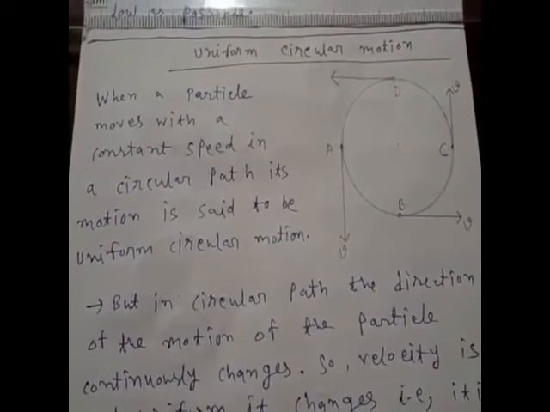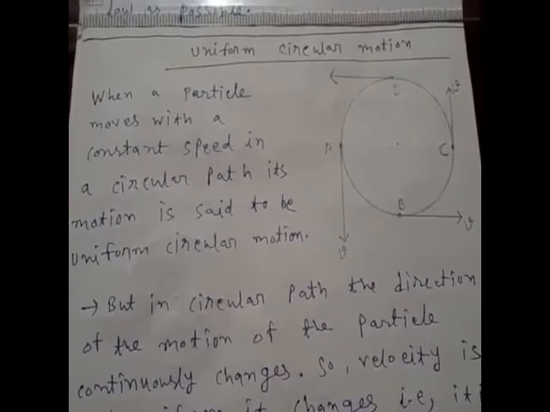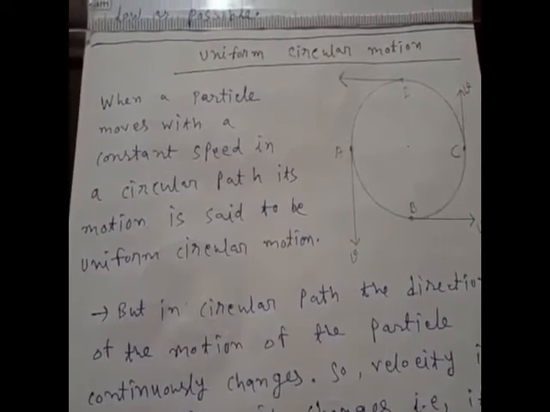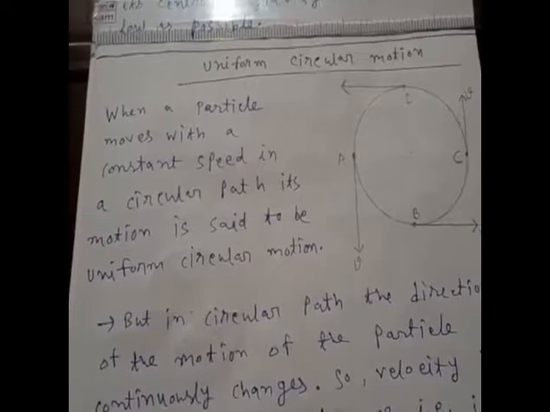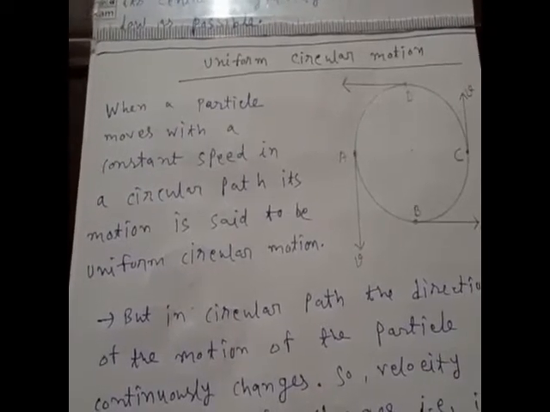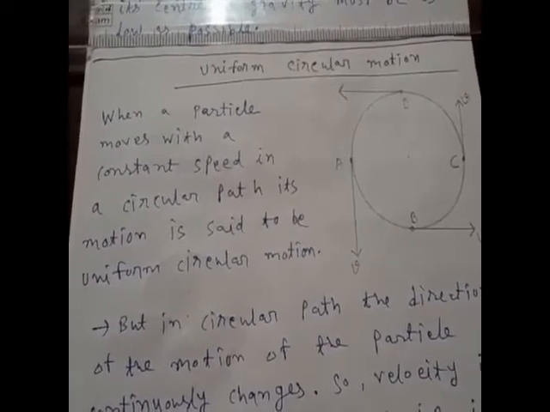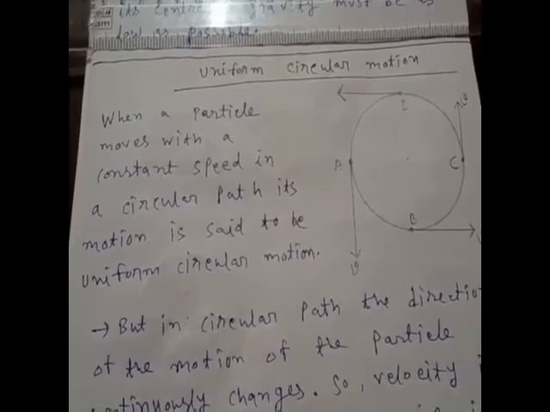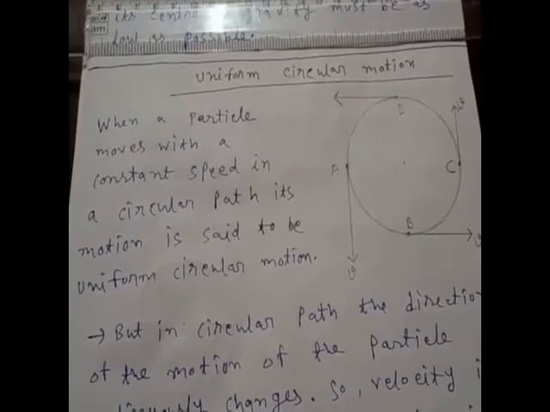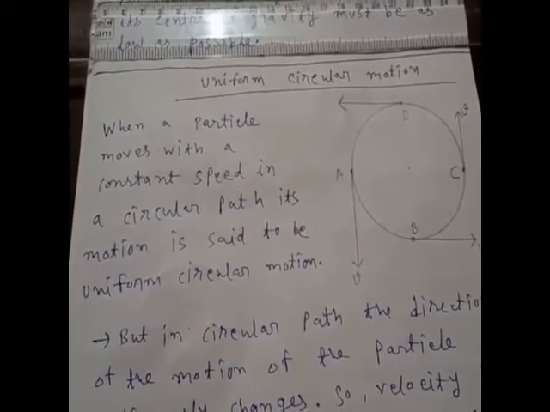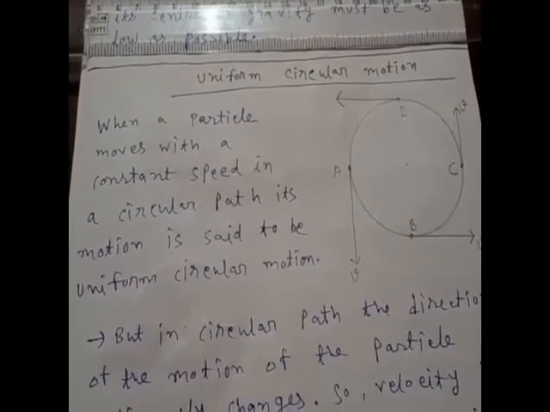Student of class 10. Today we are going to discuss uniform circular motion. Now first tell me, what is uniform circular motion? When a particle moves with a constant speed in a circular path, that motion is called uniform circular motion.